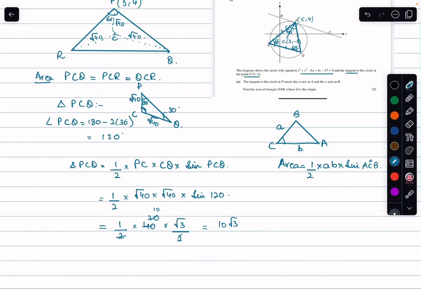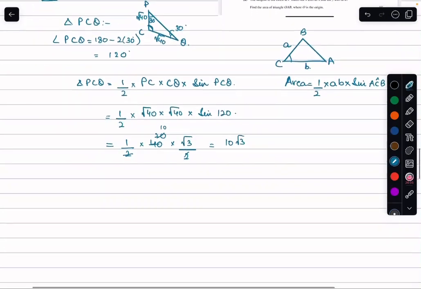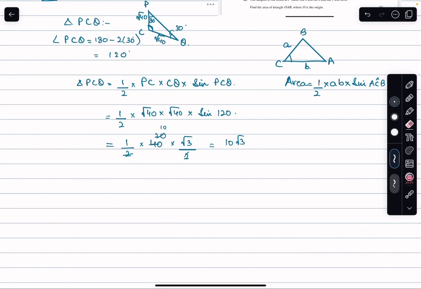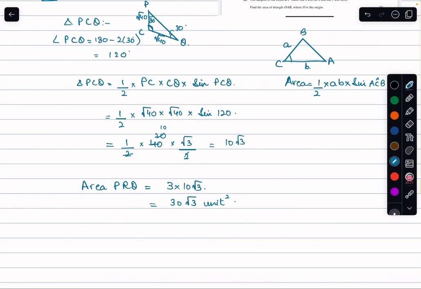The other two triangles, the area for them shall be the same. So I should say that the area of the equilateral triangle PRQ shall be equal to 3 times 10 under root 3, or I can say it's 30 under root 3 unit square. So this can be done by applying simple trigonometry to the question.